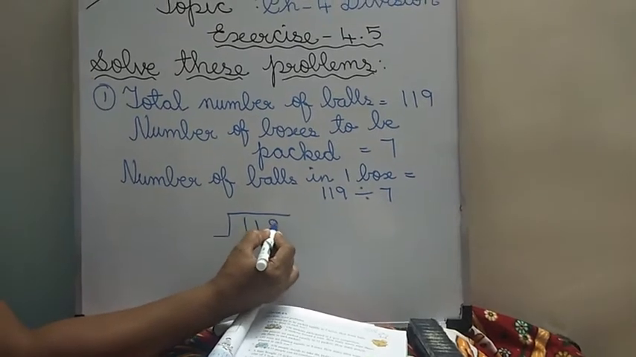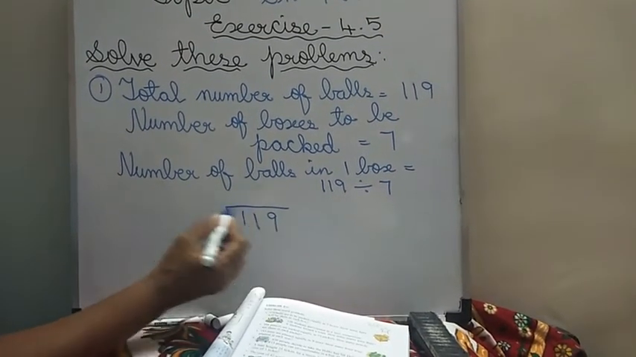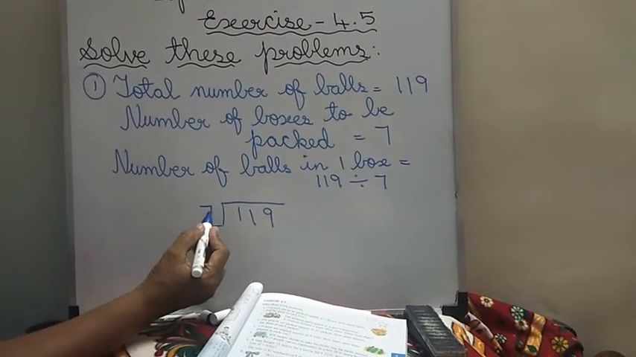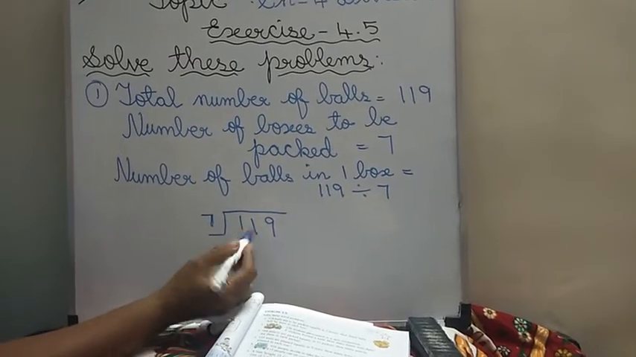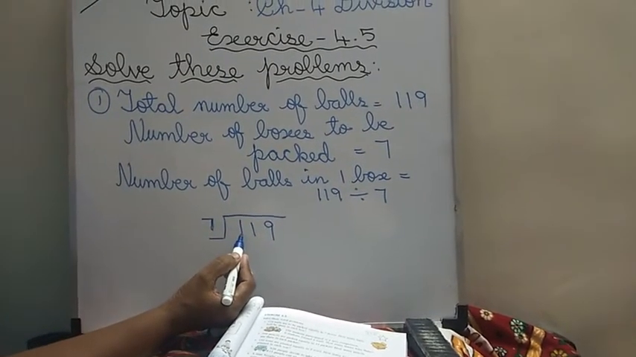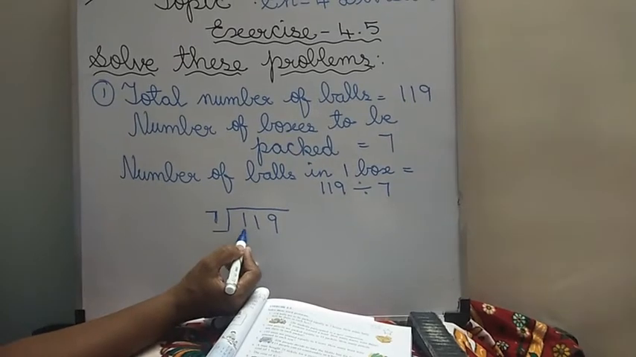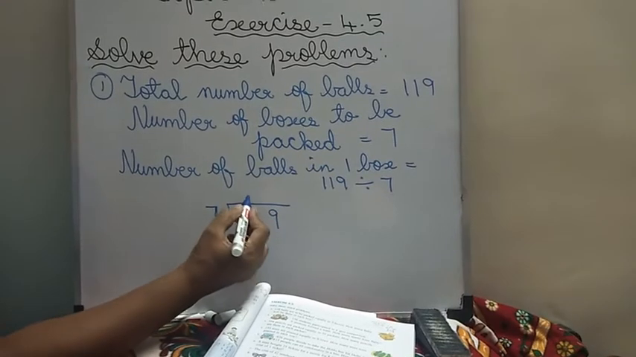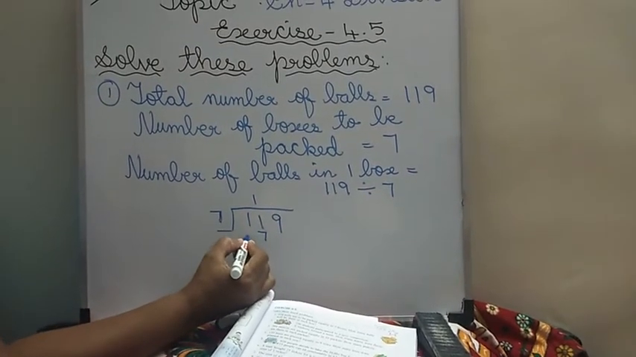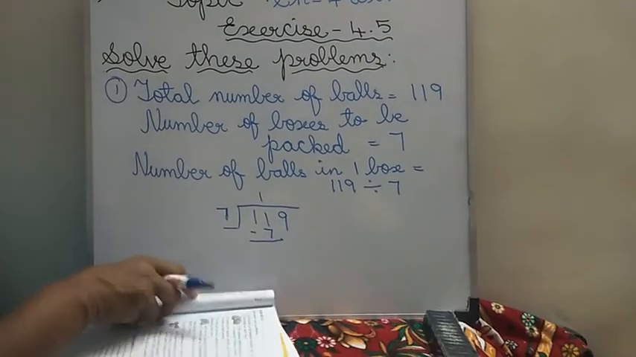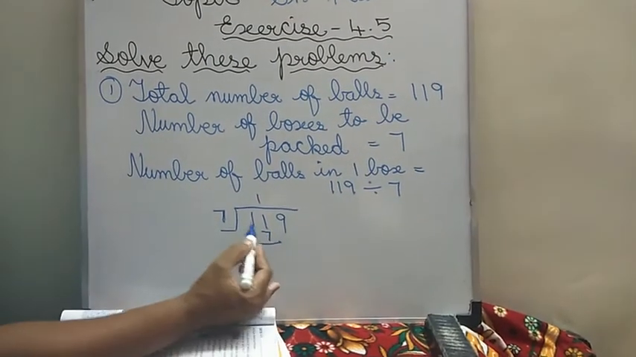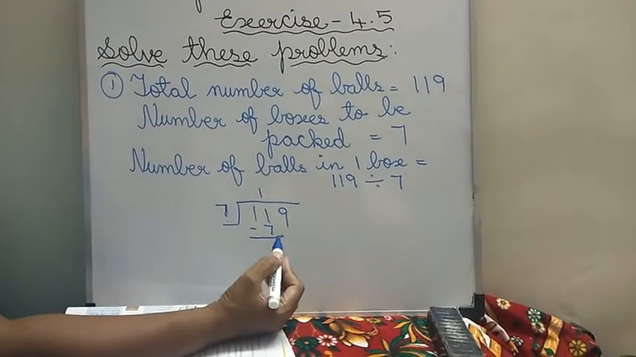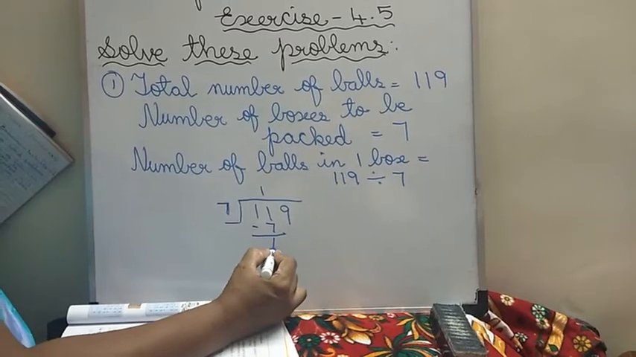See, this is the dividend. 119 is the dividend and 7 is the divisor. The divisor is a single digit. So we can't take the single digit here, 1 is there. So we have to take 2 digits. 2 digits means what will come? 11 will come. So it's easy, isn't it? 7 ones are 7. If you subtract 11 minus 7, what answer will come children? 4 will come.